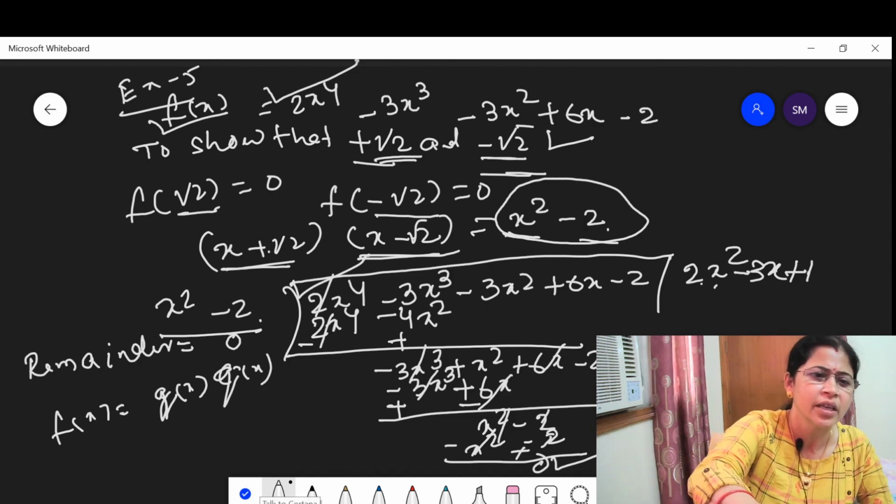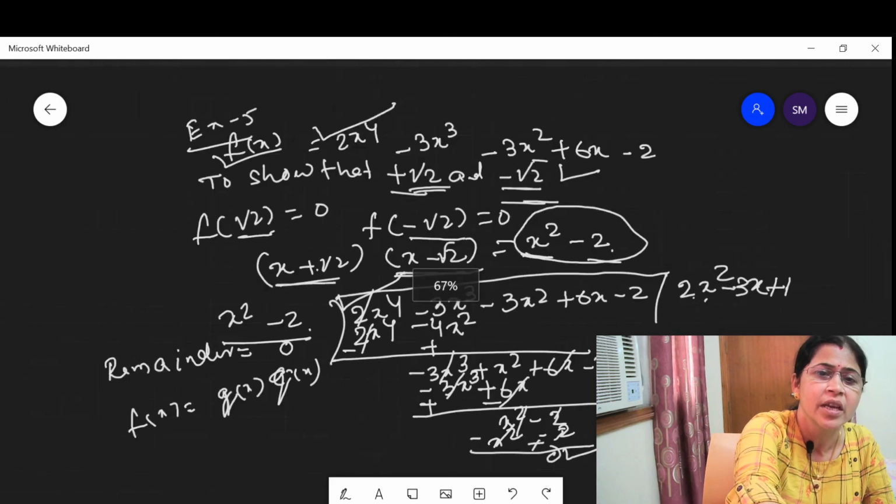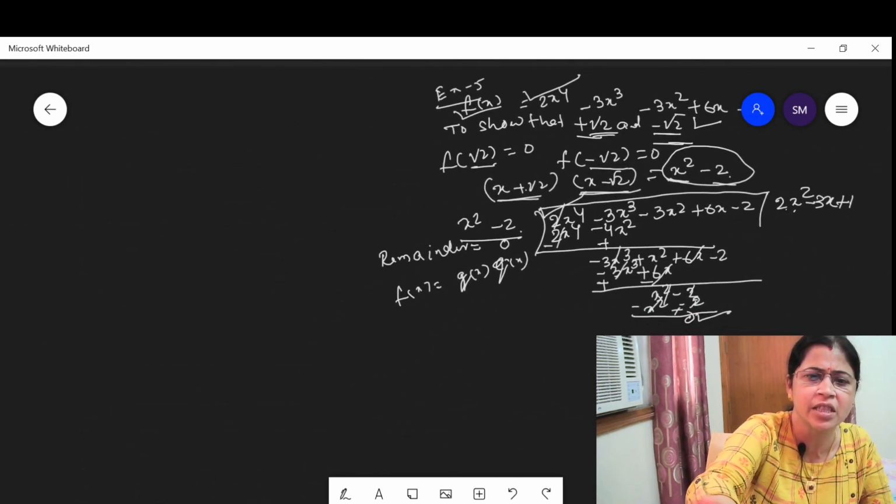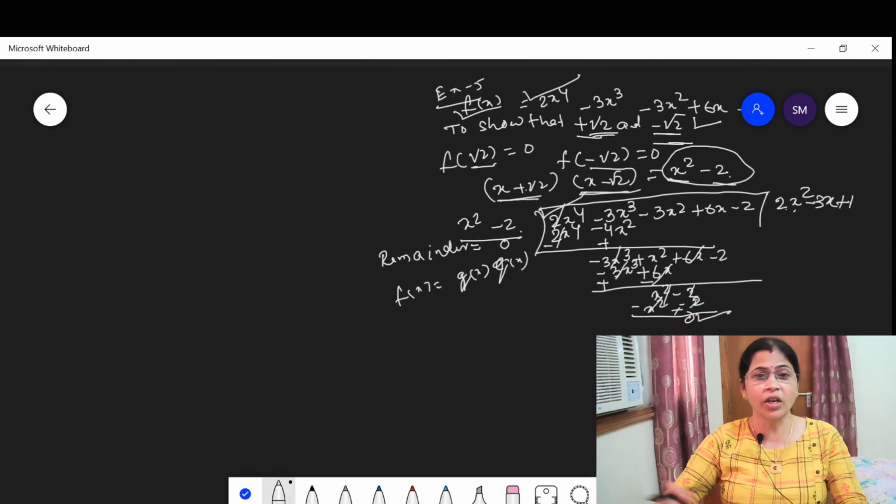Keep it here and solve the questions. If I use the next page, then this is difficult for you to understand. Keep it there and let us solve.